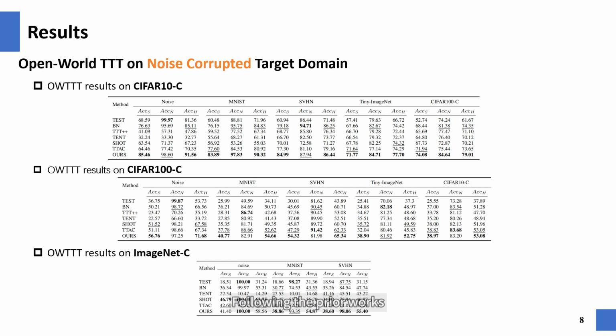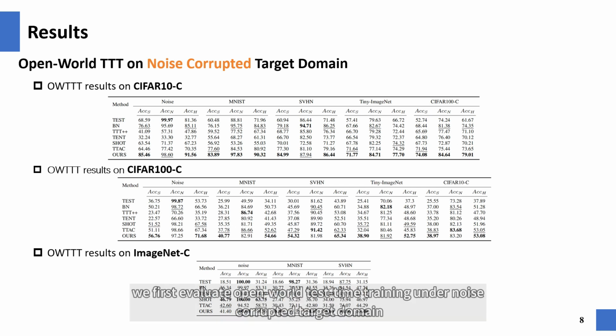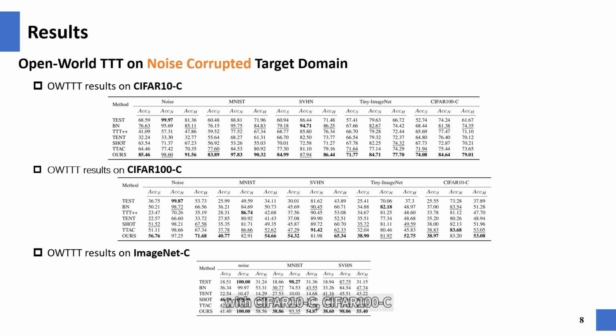Following prior works, we first evaluate open world test time training under a noise-corrupted target domain with CIFAR-10-C, CIFAR-100-C, and ImageNet-C datasets. Further, we introduce random noise, MNIST, SVHN, and Tiny ImageNet as strong OOD testing samples. Our method outperformed all other methods.